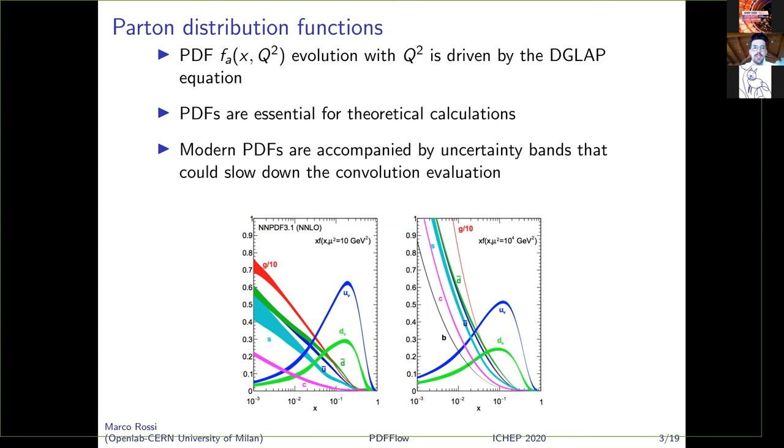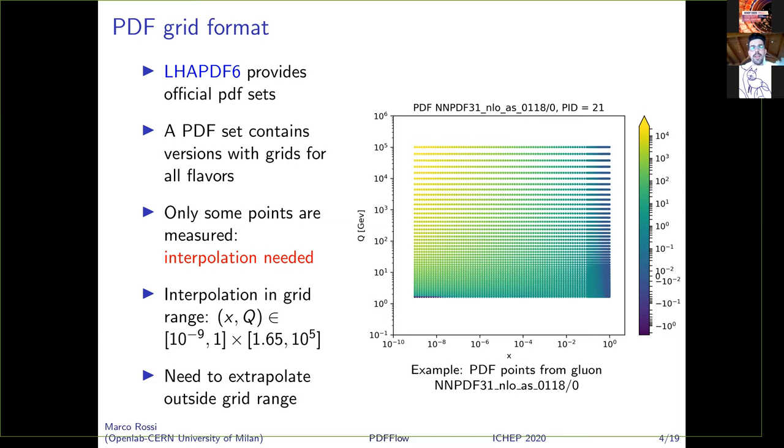LHAPDF 6 is the state-of-the-art accessing tool for PDFs. It provides official PDF sets that are collections of TXT files that contain several versions of grids of points in the x, Q squared space for all the flavors of the incoming partons. In this example from the NNPDF collaboration, you see that just a finite number of points are presented in these files. So in order to access all the points in the x, Q squared space, some interpolation method is needed inside the grid range, as well as some extrapolation method outside the grid range.